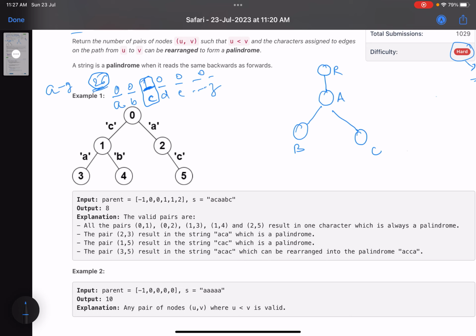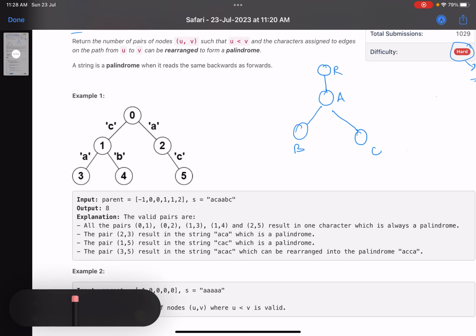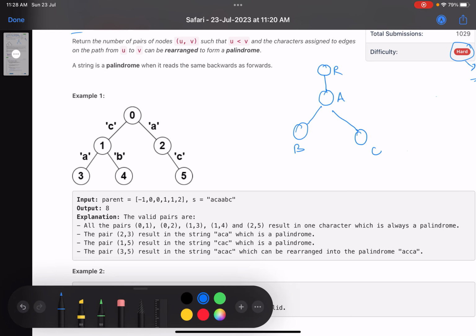Also, these are only 26 bits. I can just take an integer. An integer is 32-bit, so I can use 26 bits to keep this information. So it will be sort of a big O of one space. So this is something that we will do. Now let's start.